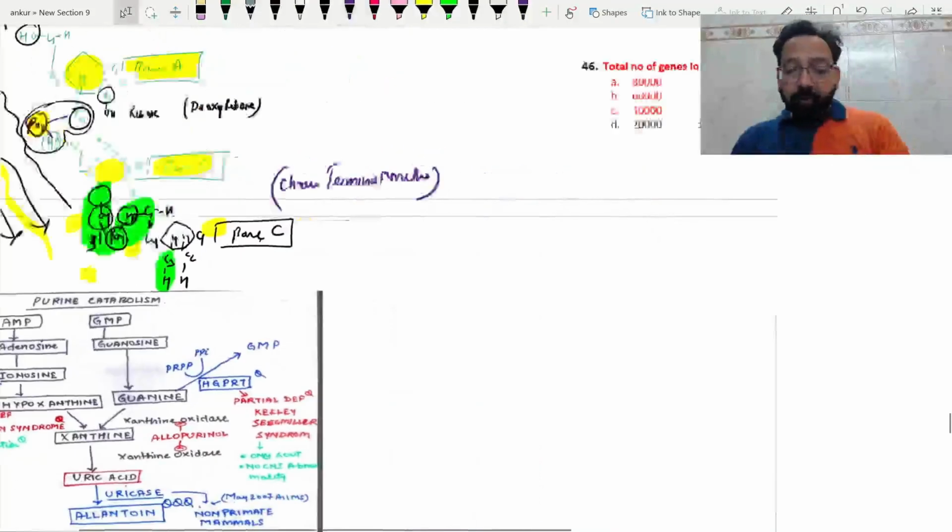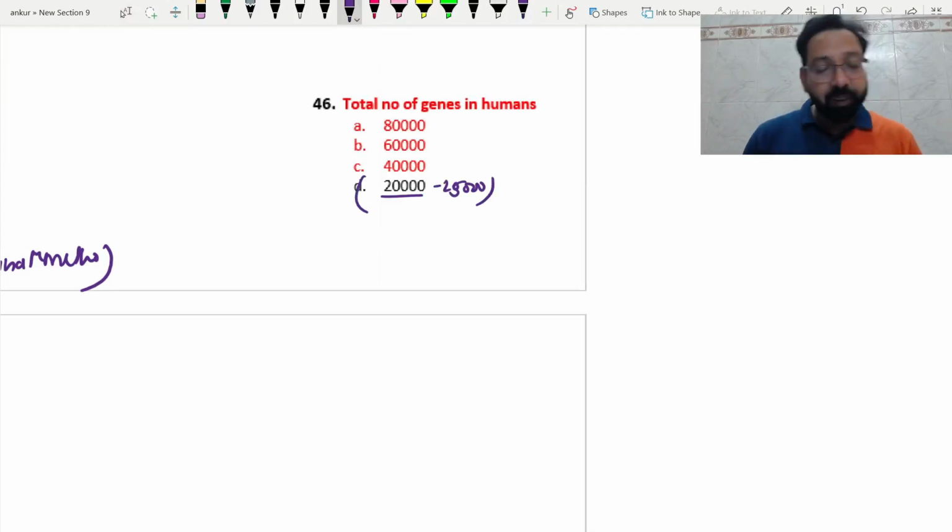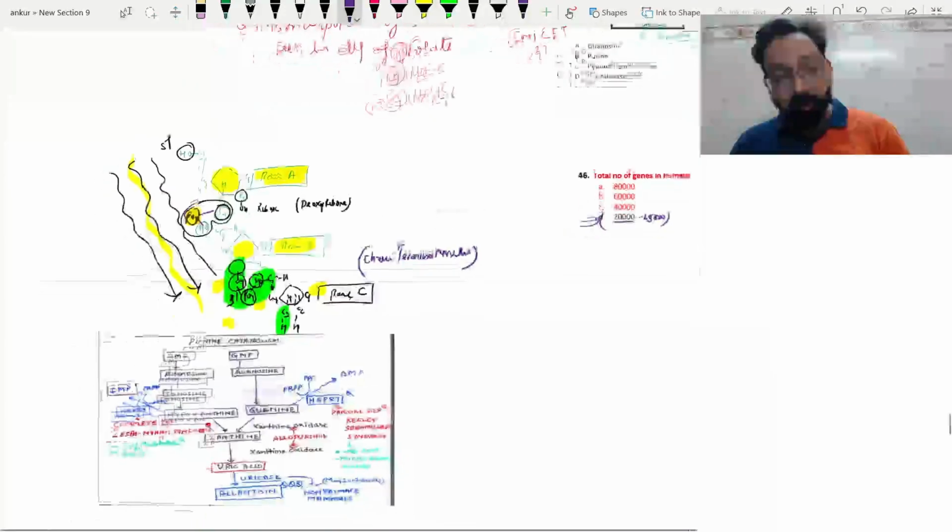Total number of genes in the human genome, yes, 20 to 25,000. The number of genes is decreasing. Actually it's not really decreasing; the reason is that we are recognizing that one gene can give rise to more than one protein. That's why the number of genes is decreasing. At this time it is considered 20 to 25,000 genes.